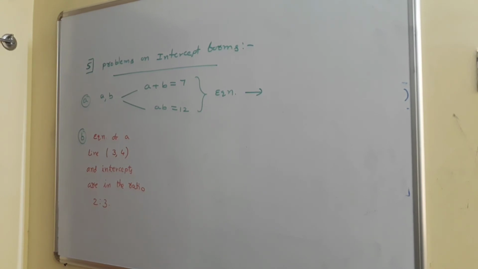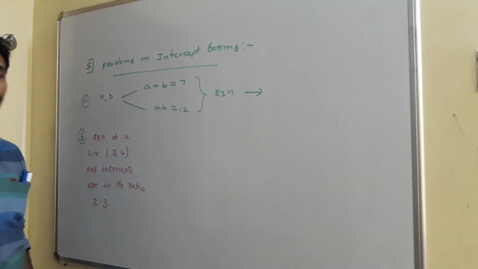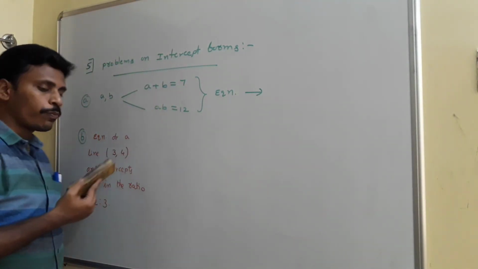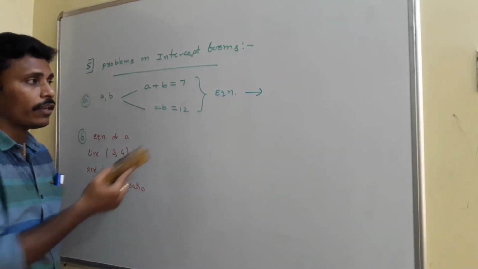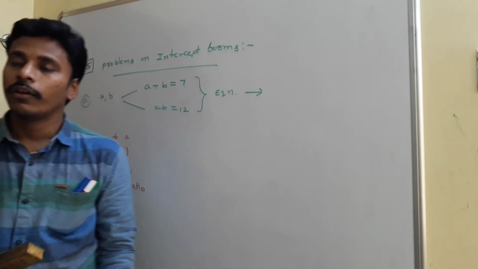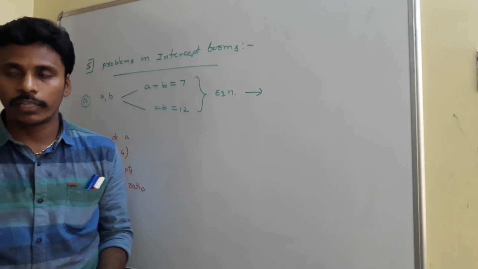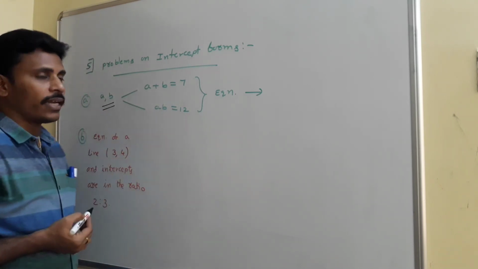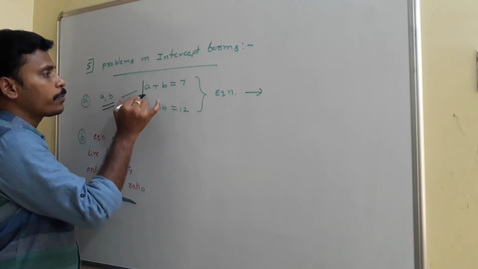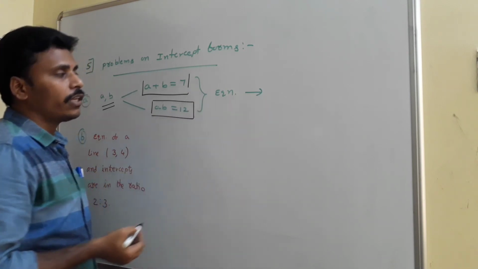After knowing about the intercept form of a line, we need to solve a few problems related to the intercept form. And these are the two problems. After that, in this fifth point itself, I will give you some more sub-bits like C and D, where you can use the slope x-intercept form and the slope y-intercept form also. Now think about the first bit. a comma b are the intercepts. So a plus b is given as 7 and a into b is given as 12. You need to find the equation.